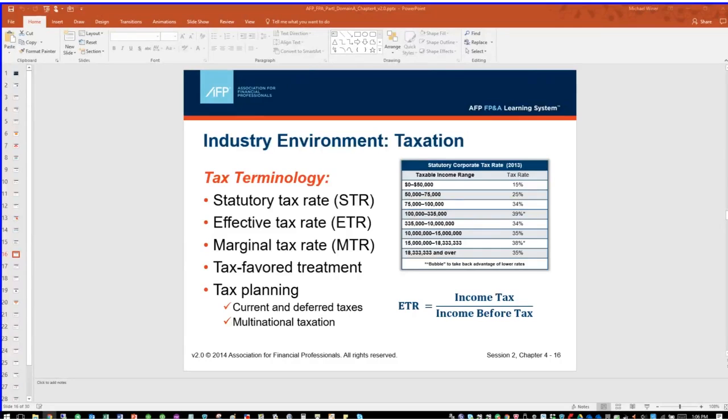So, the first one that people asked about is the difference between these three tax terms: statutory, effective, and marginal. I've put this slide up because it's the easiest one to explain the concepts. There are three types of tax rates that we normally refer to. The first one is the statutory tax rate, which is basically the table that you see at right on the screen.